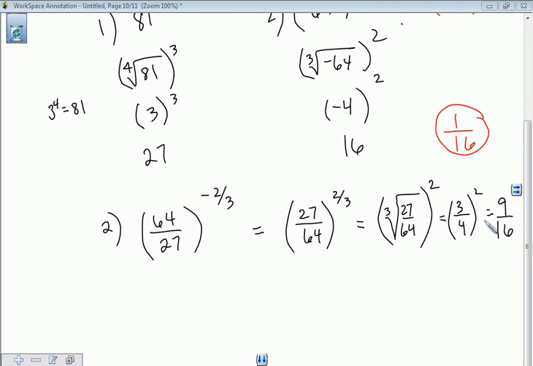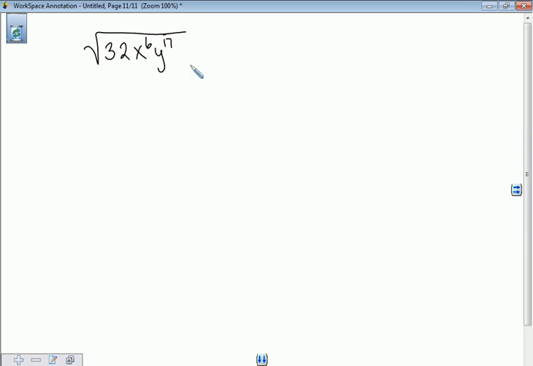Like 9/16 will not simplify. Okay, I looked it up. Alright, now last year, we simplified radicals without the variables. This year, we're doing the variables.